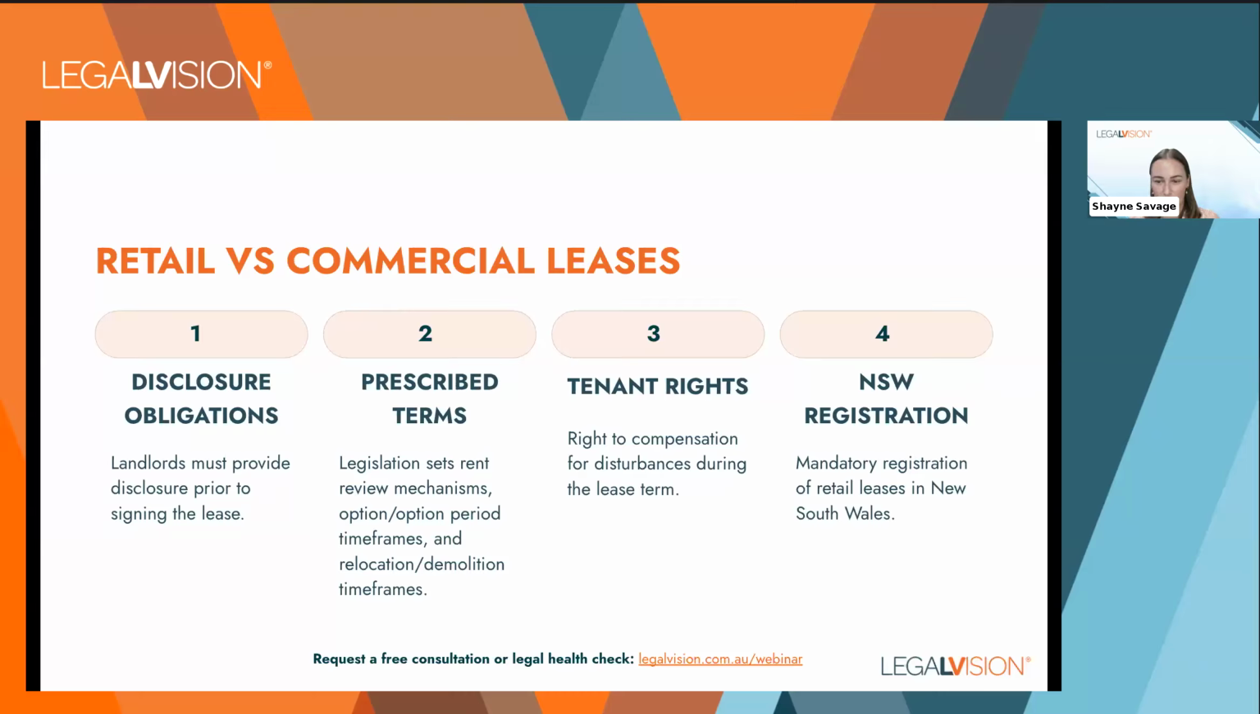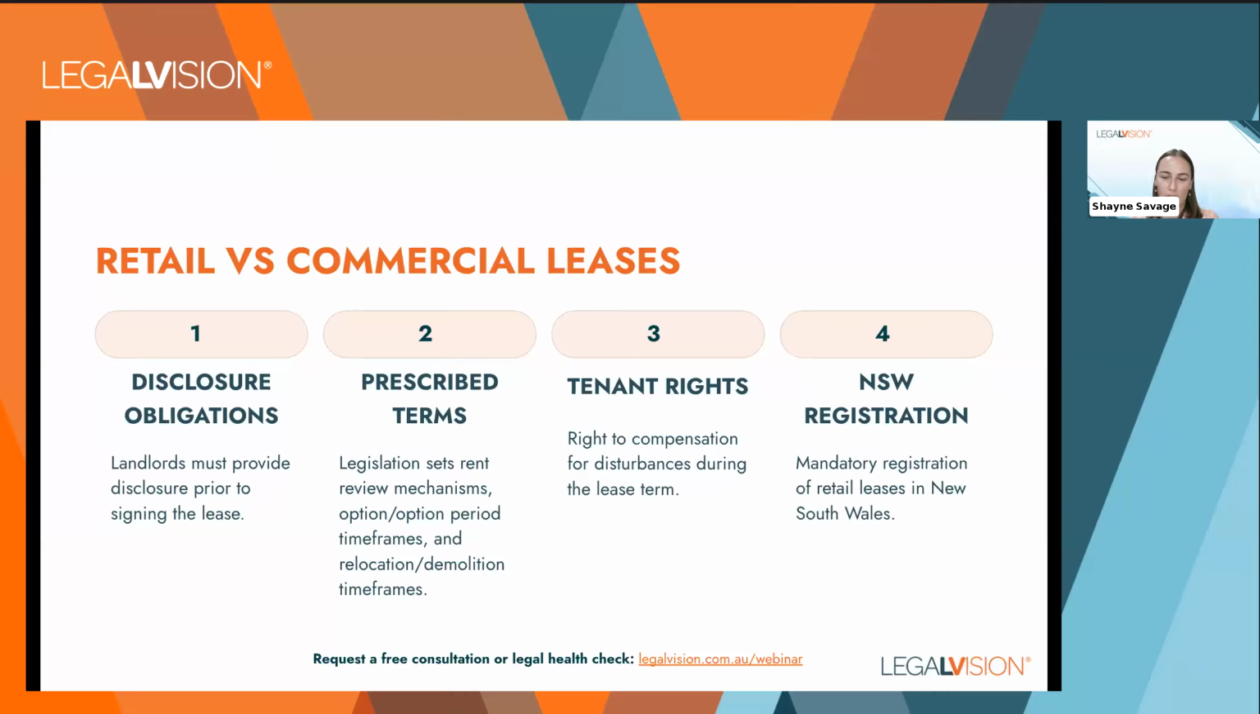Moving to relocation and demolition timeframes, the Acts will set out specific notice periods for landlords to include in their leases to give to a tenant if they wish to relocate the tenant to another part of the building, or if they wish to completely end the lease to undertake, say, a demolition or major refurbishment works to their building. For relocations, it's generally a 3 months notice period, and for demolition, a 6 months notice period. And landlords usually have to assist with relocation costs.